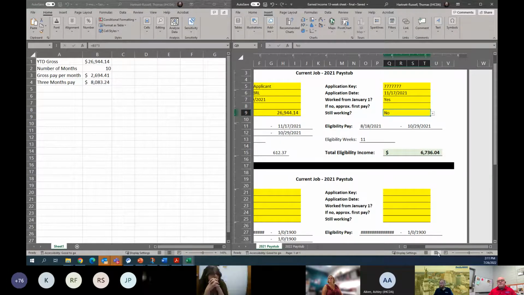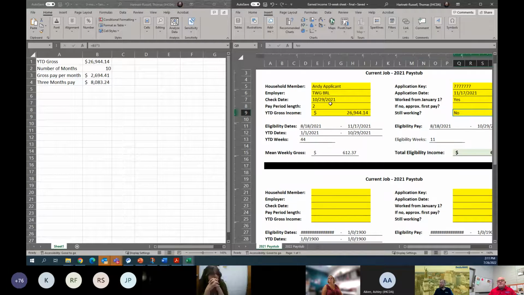And all that's required is to enter application date, check date, pay period length, gross year-to-date income, whether they've worked from January 1st, and if not, approximately when they received their first paycheck, and are they still working? So the idea here is to enter essentially 7 pieces of data and have all the work done for the intake.